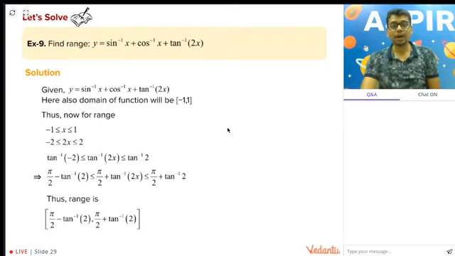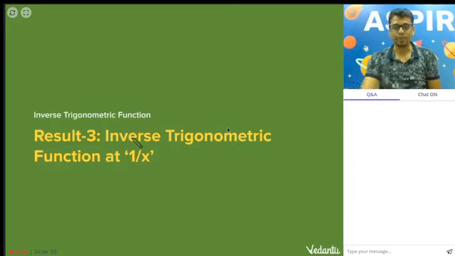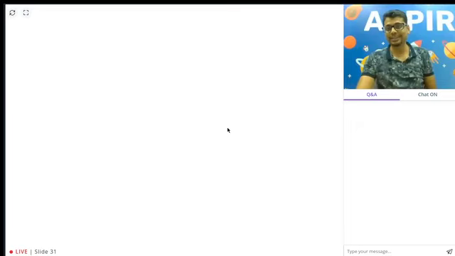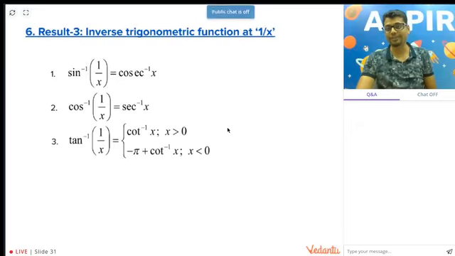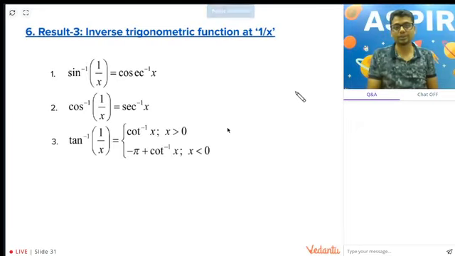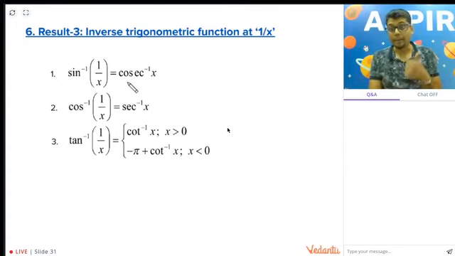All right, so now we move to something new. New means a subtopic, a new subtopic, not a new topic as such. And yes, the inverse trigonometric function at 1 by x. So basically, everyone, please pay attention. Sine inverse 1 by x is always cosec inverse x. Mind it. Sine inverse and cosec inverse, same basket.